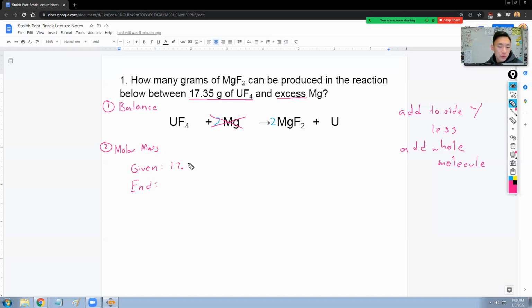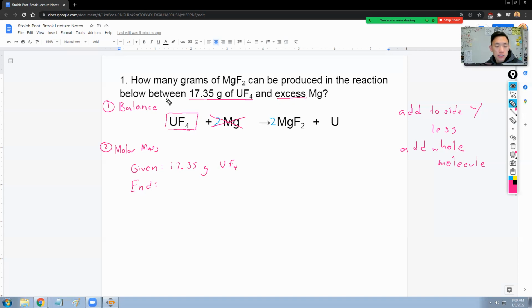So we have 17.35 grams of UF4. Okay, what that means is this is our starting number. So that means UF4 is going to be important, which means I need to find the molar mass of UF4.